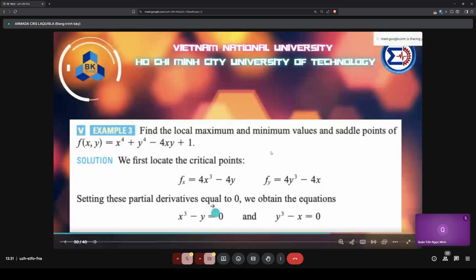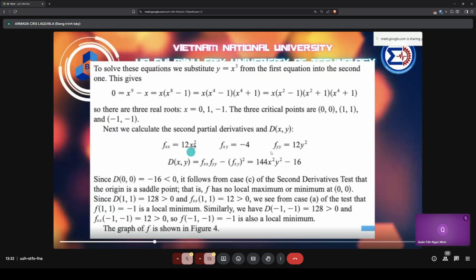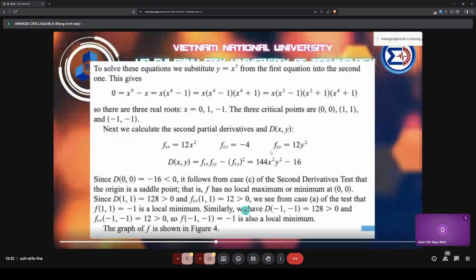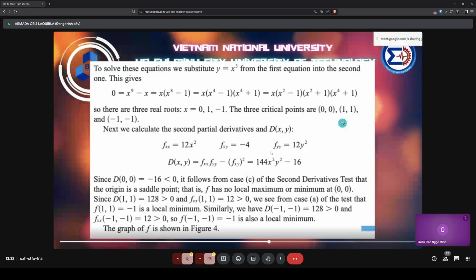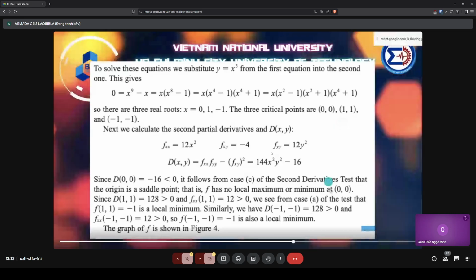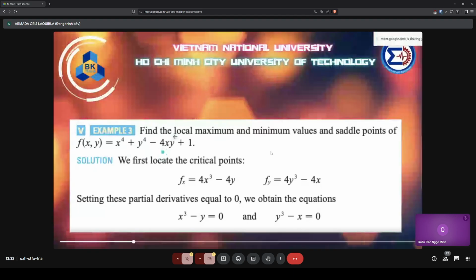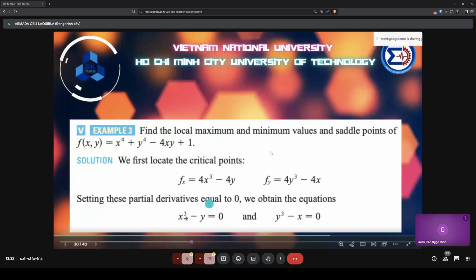So we solve. fxx is 12x squared. Substituting 1 there, because only x is there. So 1 squared is 1 times 12, it's 12. So it's positive. So if this is positive, what are you going to do now? You substitute your (1, 1) into your f function. Your f function is x to the fourth plus y to the fourth minus 4xy plus 1. So you substitute that in the original equation, and your f(1, 1) value becomes negative 1.